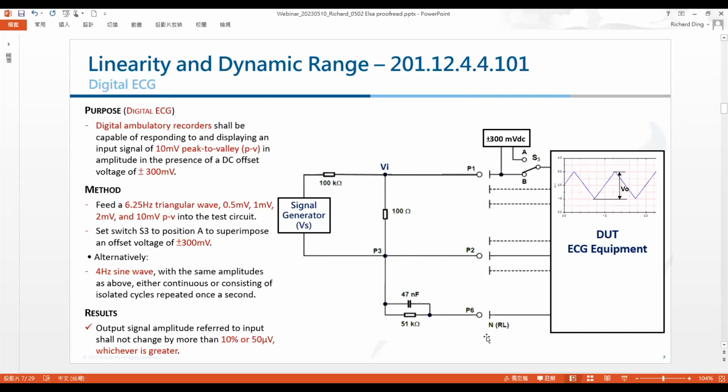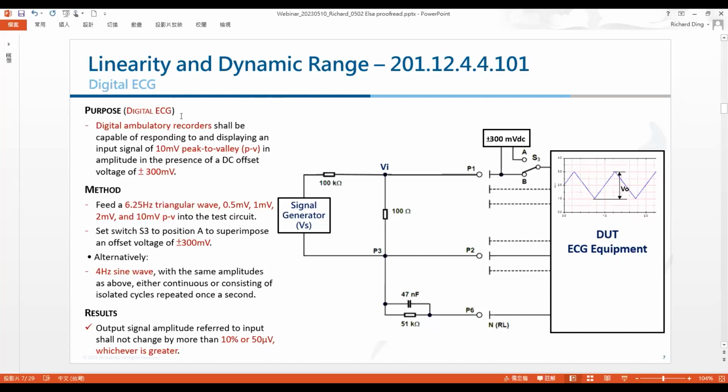For the RL, the right leg or neutral electrode, it must connect to P6, and P6 goes through a 151 kilo ohm resistor in parallel with a 47 nanofarad capacitor and connects to P3, and then to P2. So this is a general test circuit. And here a plus or minus 300 millivolt DC can be superimposed on the electrode under test, controlled by this switch.